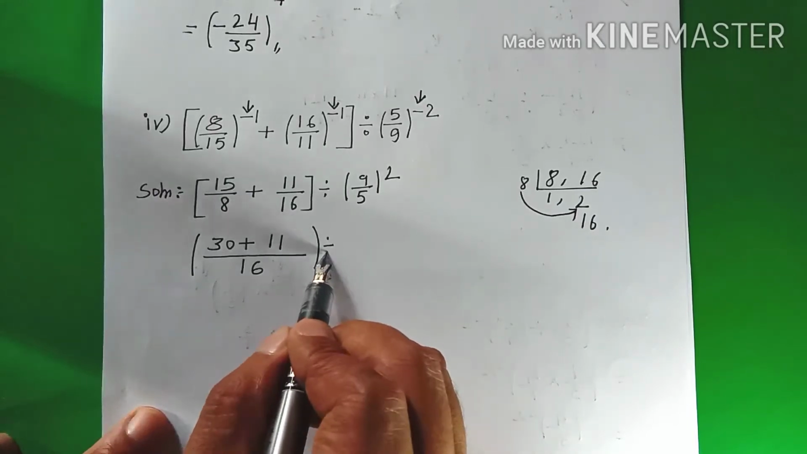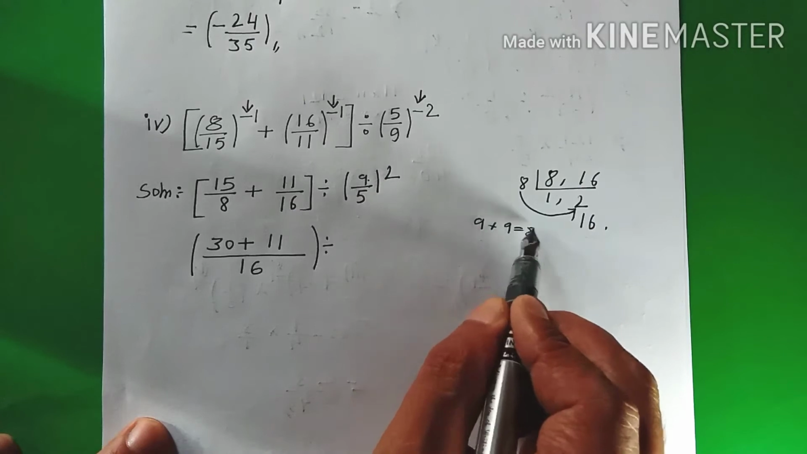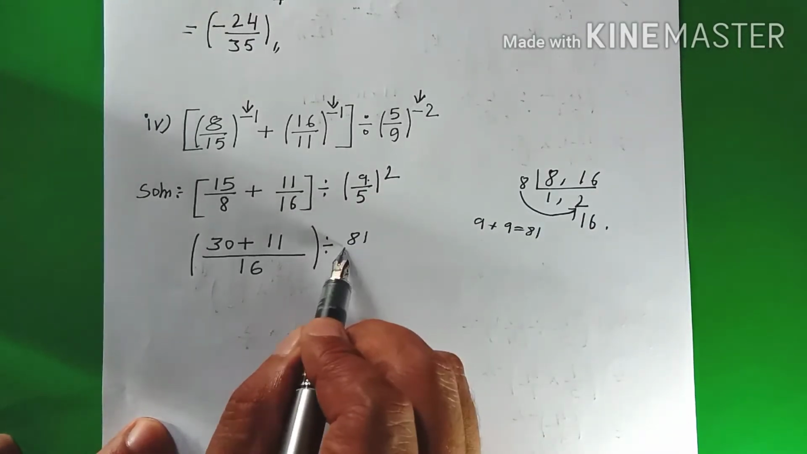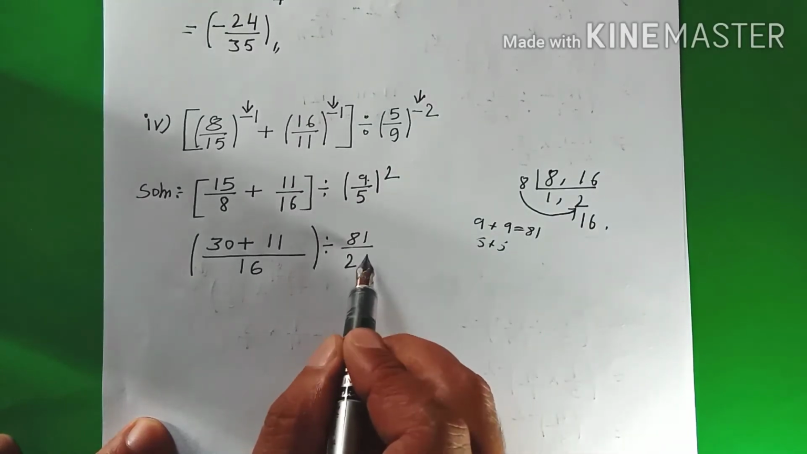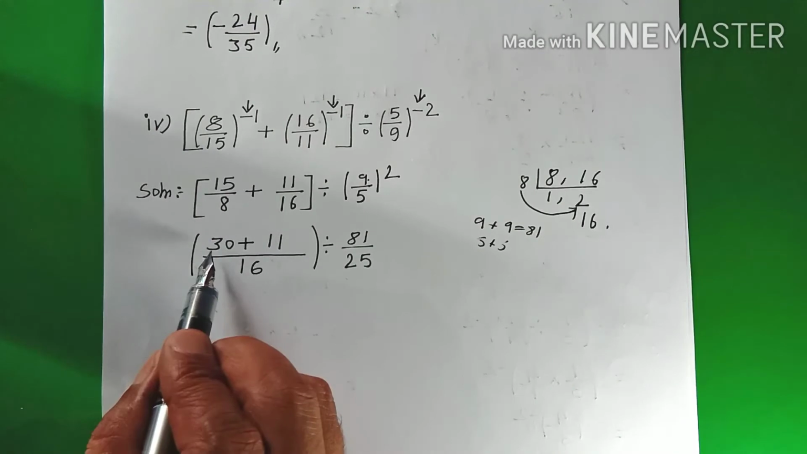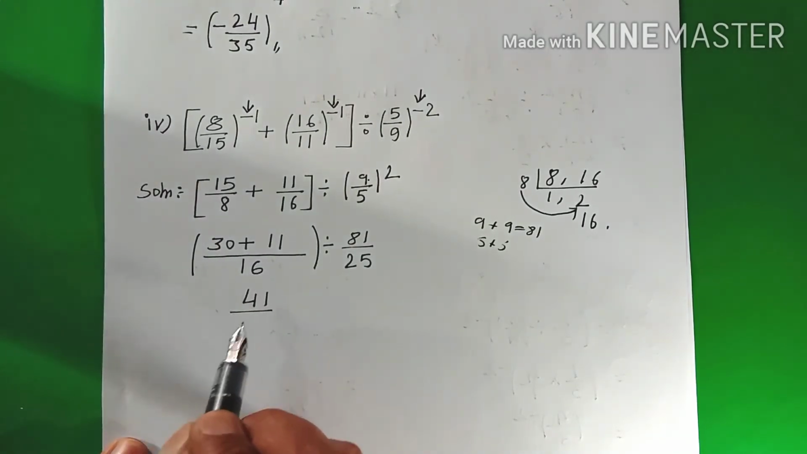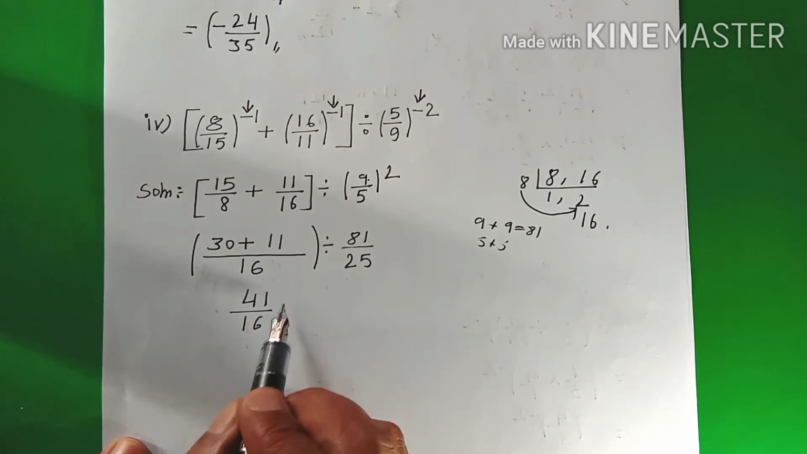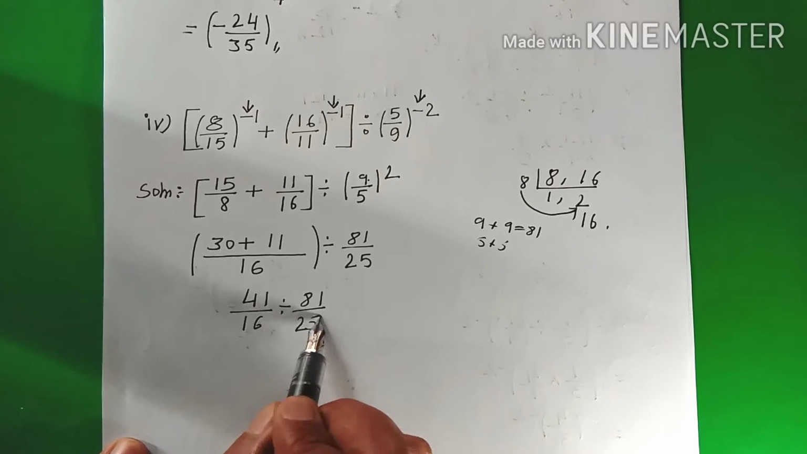Again here, divided here 9 square, that means 9 into 9, which is 81. So we can take here 81. 5 square, that is 5 into 5, which is 25. Again here we can open the bracket now. 30 plus 11, which is 41, divided by, we have here 16. Again here divided 81 by 25.